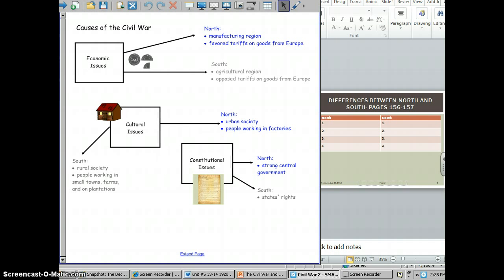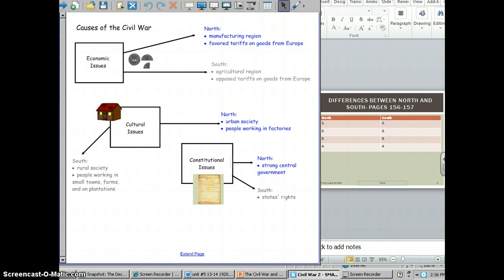Finally, there were some major constitutional issues between the North and South. In the North, most people favored a very strong central government, whereas in the South, people tended to favor the idea of states' rights, in which a state promoted its own interest over that of the entire nation. So if the national government passed a law that a state in the South didn't agree with, the idea of states' rights would be that that state could choose not to follow that national law, because it threatened the interests of their states. Northerners did not accept this for the most part.